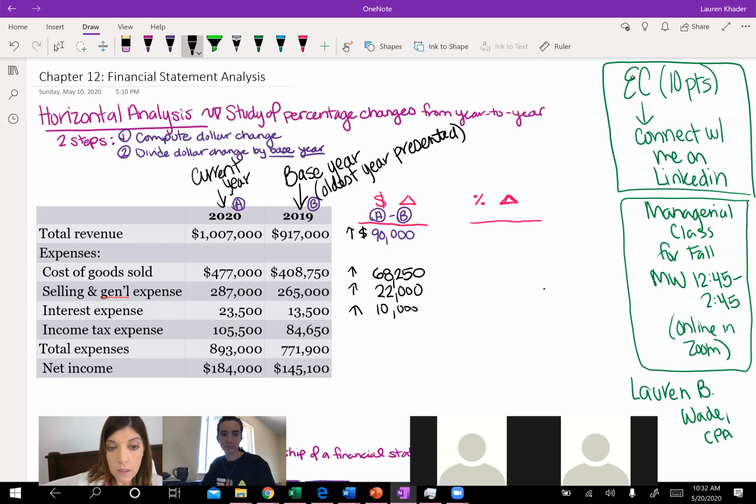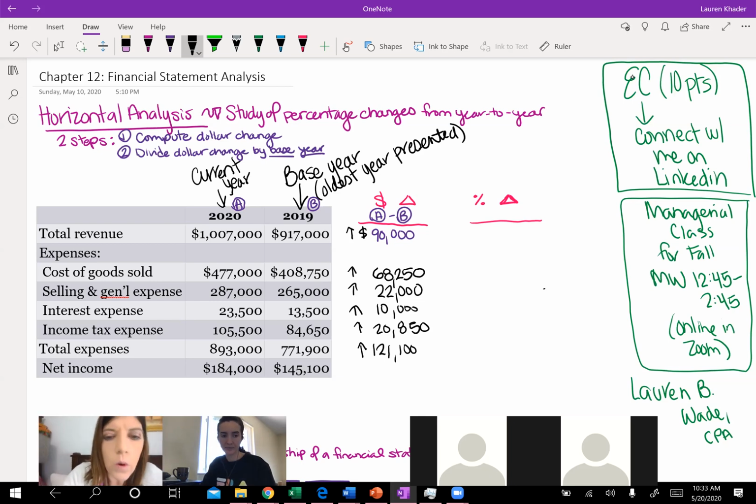Income tax expense, 84,650 versus 105,500. How much did it increase by? 20,850. Total expenses went from 771,900 to 893,000. How much did it increase by? 121,100.